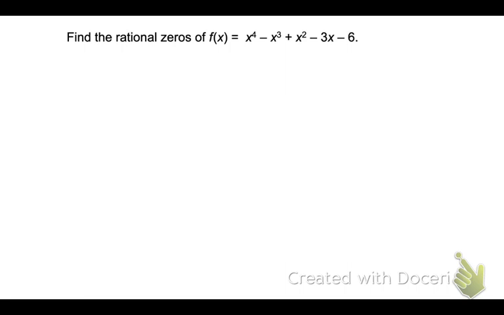Okay, so it says find the rational zeros. So I need the PRZs. Label it PRZs. Okay, so factors of the constant divided by the factors of the leading coefficient. What is the constant?